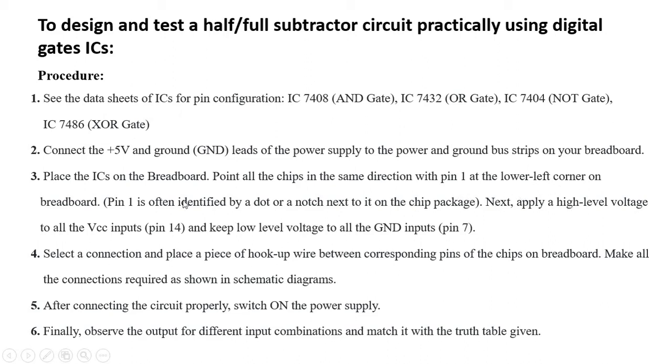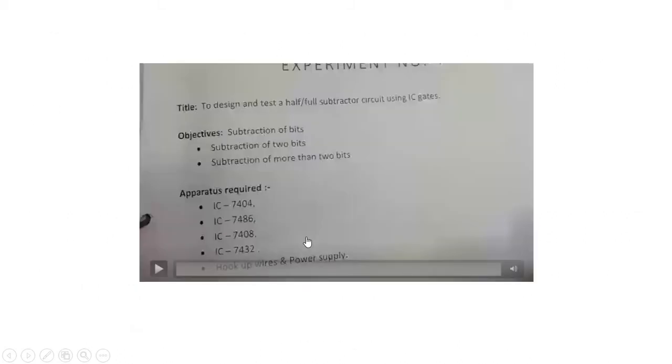And next apply a high voltage to pin 14 of all the ICs, and provide ground voltage to all the pin 7. Then you select a particular connection and place a piece of hook-up wire between corresponding pins of the chips on the breadboard. Make all the connections which are required to form the schematic, and after connecting the circuit properly, switch on the power supply. Finally, you observe the output for different input combinations and match it with the truth table given. Now we will see how to implement it in the lab.